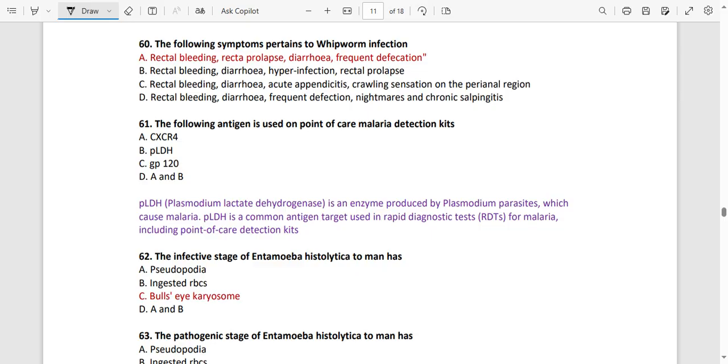The others, hyperinfection, we say that is Strongyloides, so for B. And then C, there is what word there? Crawling sensation. When you hear of crawling sensation on the perianum, what are we thinking of? Anyone? Thank you. Enterobius vermicularis. Rectal bleeding, diarrhea, frequent defecation, nightmares, even nightmares. Okay, that one is wrong.